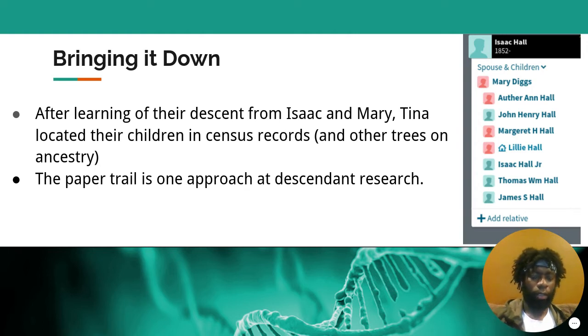The paper trail is one approach to descendant research, and that's what we're going to start with, because you see here Isaac Hall was born in 1852. The paper trail is going to be our best option at beginning descendant research for Isaac and Mary, because they were born so far in the past. If we were looking for someone more recent, we may not look at things like the census records. We may have to rely on another source.